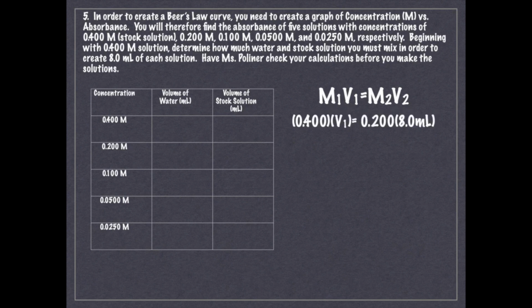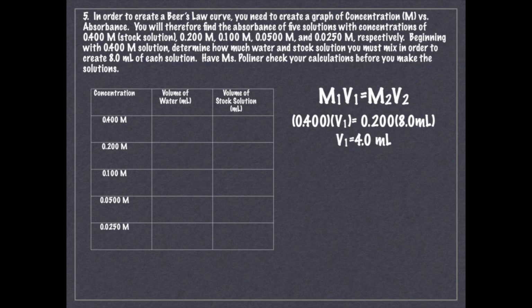Okay? So, here's my calculation. M1 is my concentrated solution, my stock. I have a 0.400 molar solution. I want to know what volume of it I need to add in order to get a dilute solution, so that's going to be my V1. I know that the final concentration is going to be 0.200, and I know that the final volume is going to be 8 mLs, right? I want a final volume for all of these of 8 mLs.